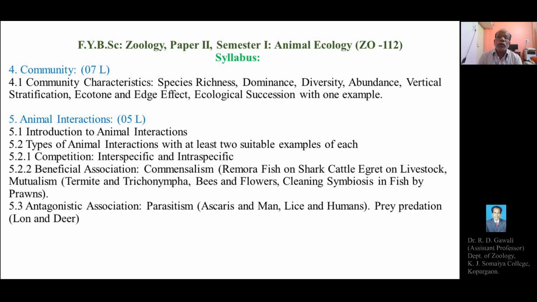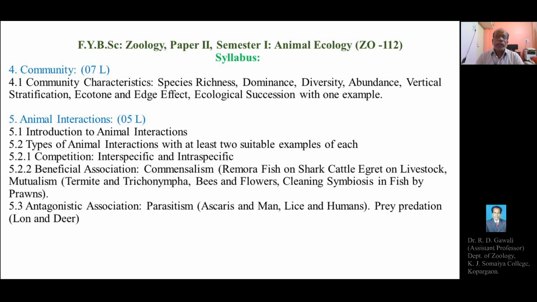And one more or last point from the fifth topic, animal interaction, is antagonistic association, and this includes the term parasitism, and examples are Ascaris and man, lice and humans, together with another point, that is prey predation, and having the example of lion and deer.